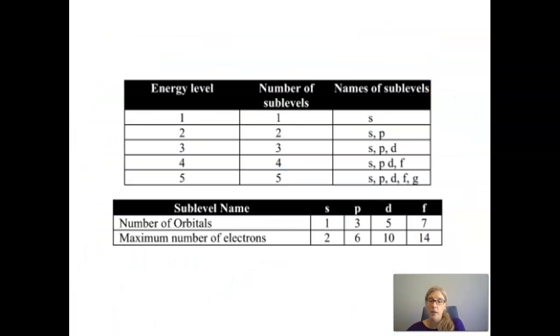This slide is also in your notes and is a summary of how many sublevels there are on each energy level, what the names of the sublevels are, or the letters that we use to designate the sublevels, and also how many orbitals are in each of the sublevels, and therefore how many electrons can fit into each sublevel.